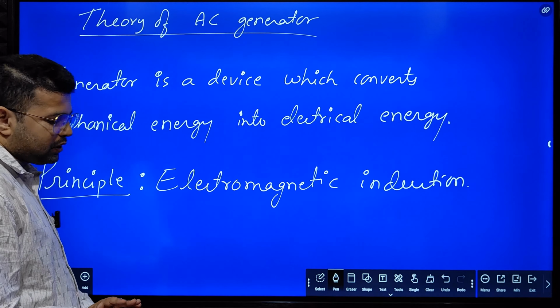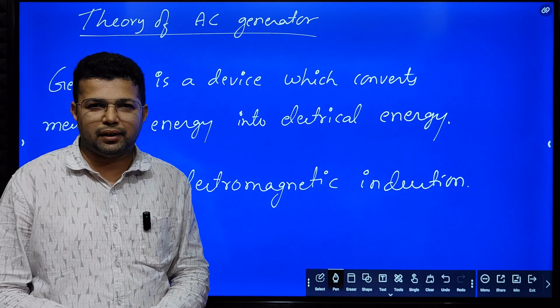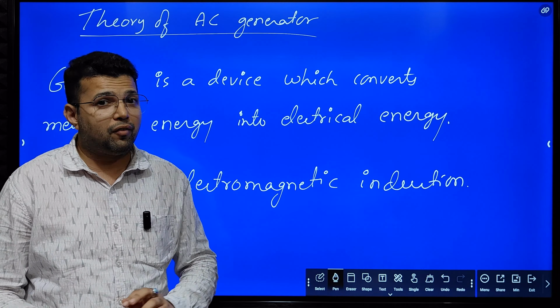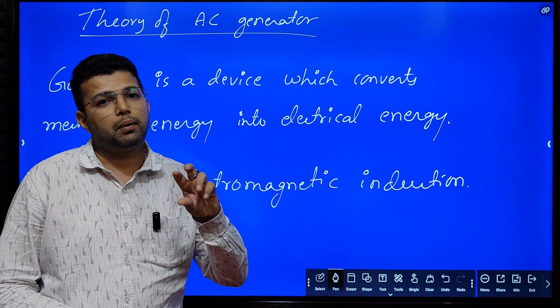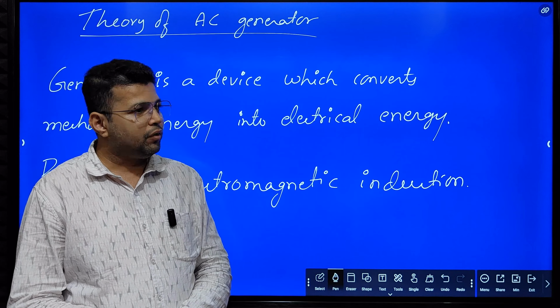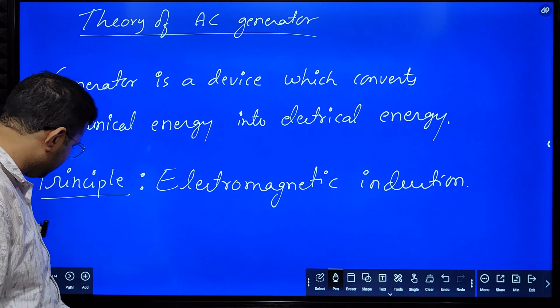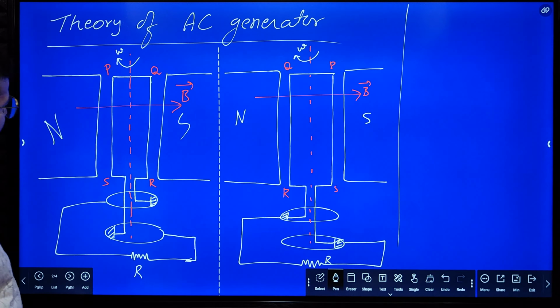Okay, what is the principle? An AC generator works on the principle of electromagnetic induction. That is, whenever the magnetic flux linked with a coil changes, an EMF is induced in the coil. So by exploiting that concept, we construct an AC generator. Let us see what the construction of an AC generator is like.